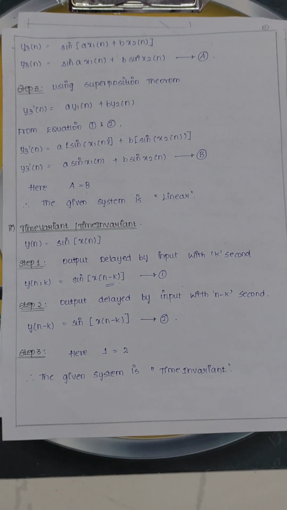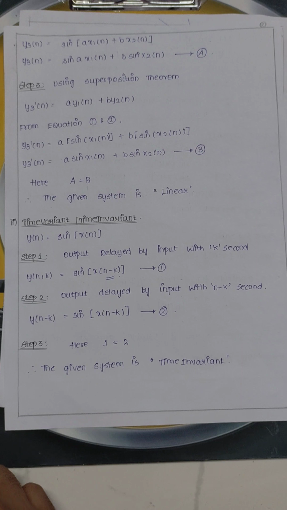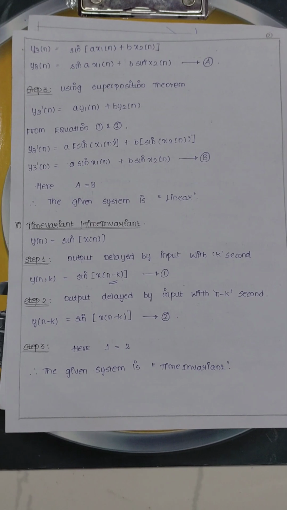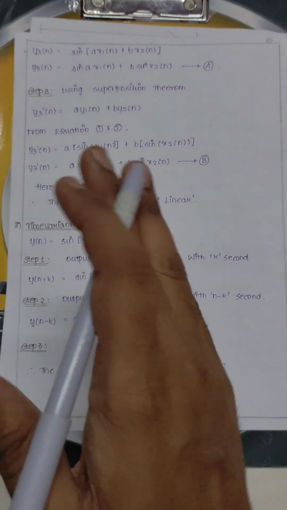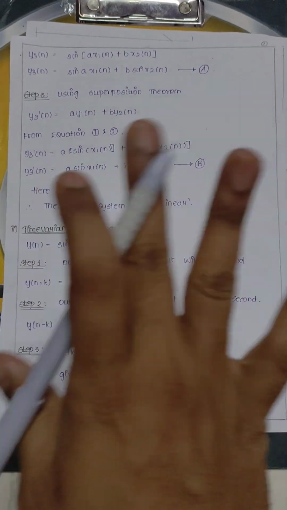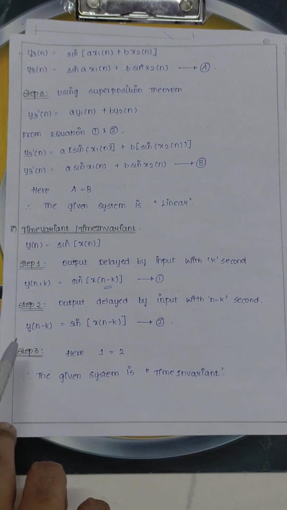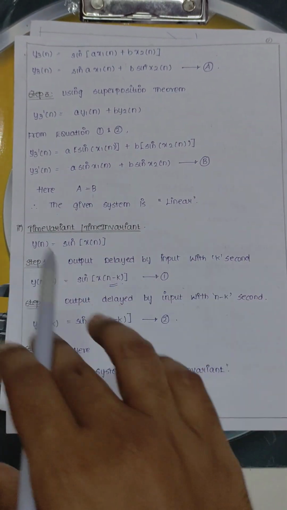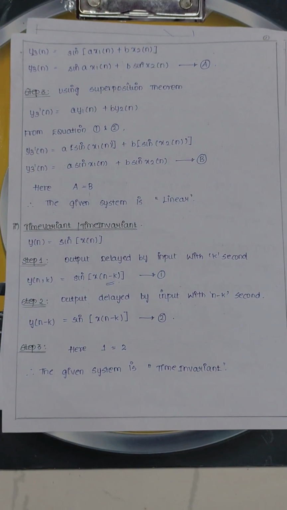Step 2. Output delayed by input with n minus k second. Now the total sample will be delayed. In the previous case, the sample was delayed by a particular amount to the next value. Now the total sample is going to be delayed. So now y of n minus k is equal to sine x of n, totally replaced by n minus k. Equation number 2.